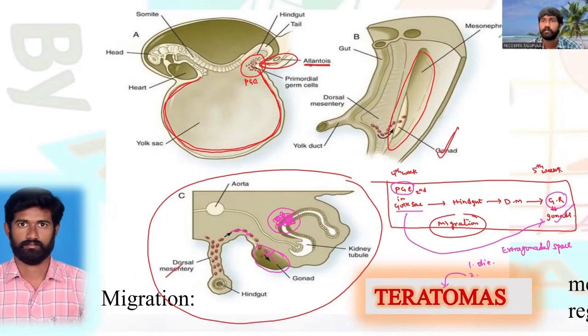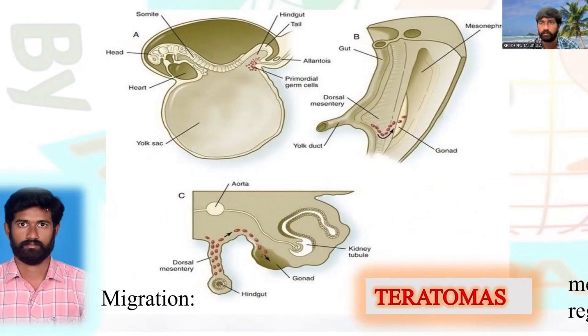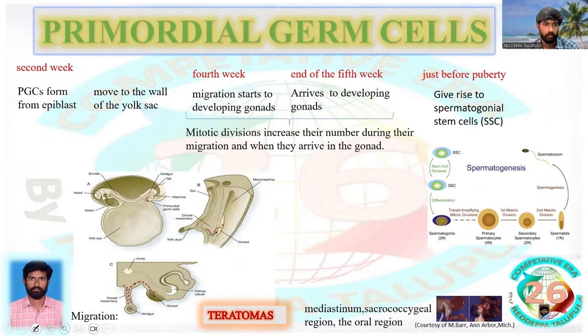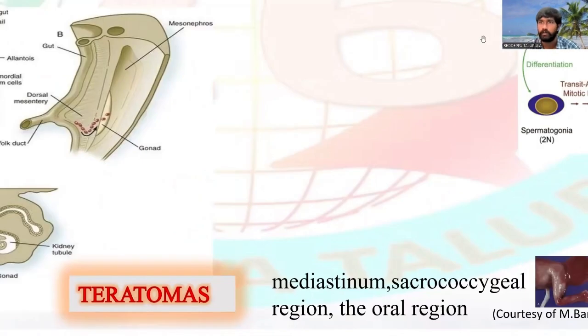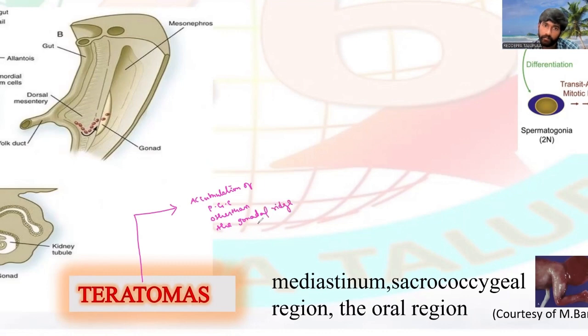If they do not die, then the condition is known as teratomatous condition. Okay. Now let us discuss what is meant by teratoma abnormality. See, teratoma. What is meant by teratoma? That means accumulation of PGC other than in the gonad, the ridge region. Then this abnormality will be caused. Okay, that is the first condition.